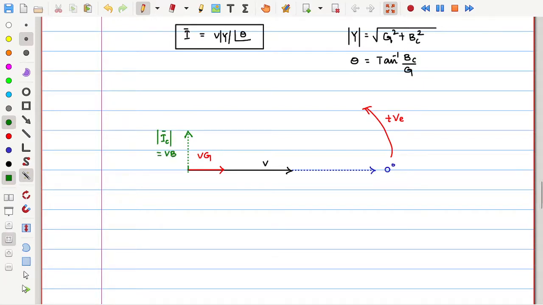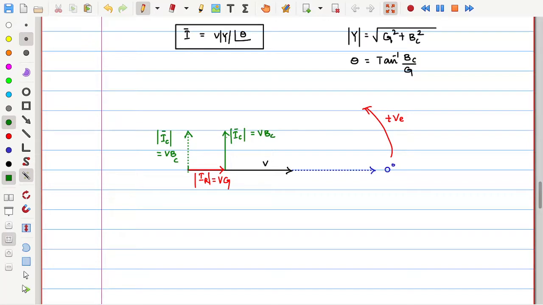How much is IC? V into BC magnitude. So now, let me keep it like this. Just draw a parallel line to this, on the tip of the current. Which current? IR. So this is the IC magnitude, and this is the IR magnitude. Now let me remove this portion. IR magnitude is V into G, and IC magnitude is V into BC.